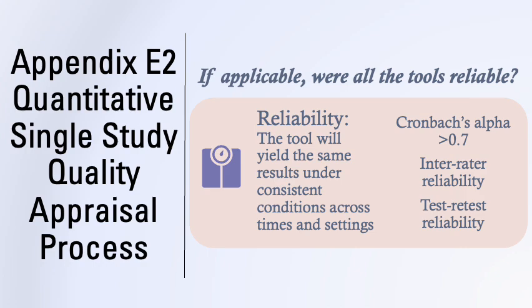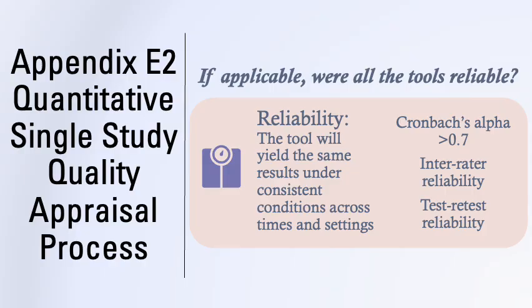The eighth quality appraisal question for the methods section of a quantitative study asks, if applicable, were all the tools reliable? Notice this question starts out, if applicable. If the investigators did not use any tools, then you can check not applicable. If the investigators used tools, you need to check if they provided any information that speaks to the reliability of the tools. Remember, reliability means that the tool will yield the same results under consistent conditions across different times and settings. The most common way that you will see reliability expressed is with the Cronbach's alpha statistic.